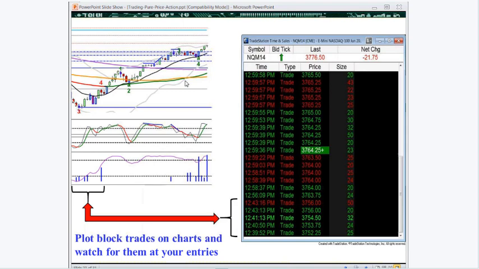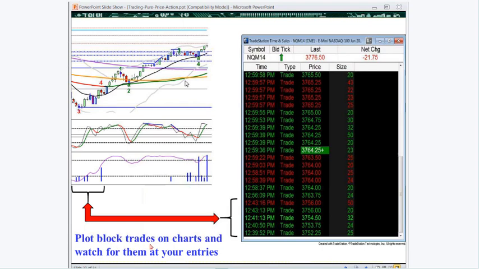Now, some charting platforms allow you to take the time and sales data and plot it on your chart. Some do, some do not. You don't need this. So here's my volume on the bottom of the chart. Notice my volume histogram down here looks different than most people's, because most volume histograms have volume vertical lines under every single bar. Mine doesn't. Why not? Because in this scenario, I'm only charting what's called block trades.